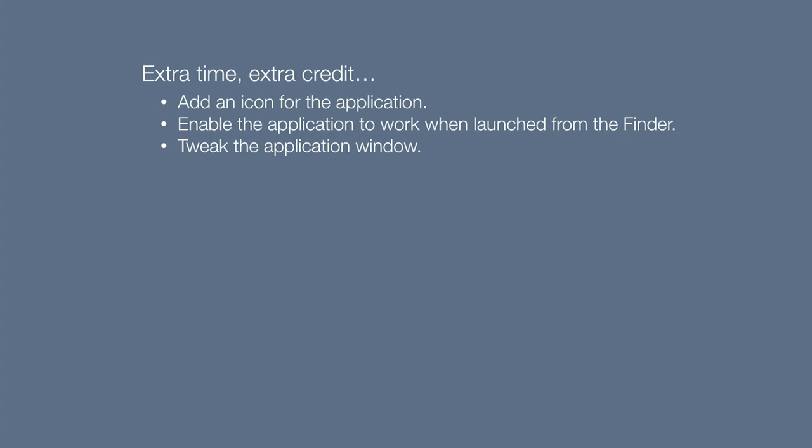But since we moved so fast, we have extra time, so let's do a little bit of extra credit. Do a little bit more work. Maybe I'll slow it down a bit. So I want to add an icon to my application. The generic page with an A on it, not too impressive. We'll dress that up a little bit. I'd like the application to work properly. If I just double click it in the Finder, maybe I don't want to have to launch it through terminal or some other means. And then I also want to adjust the application window a little bit.